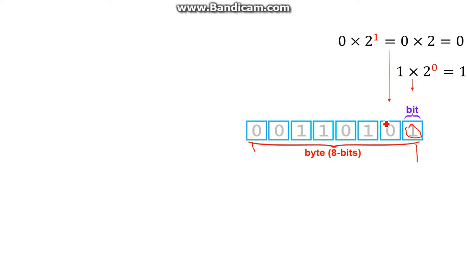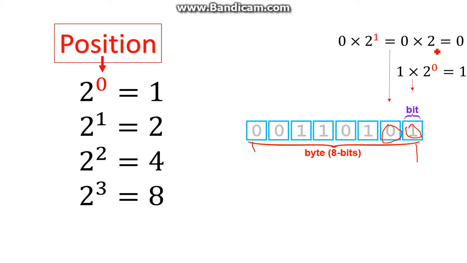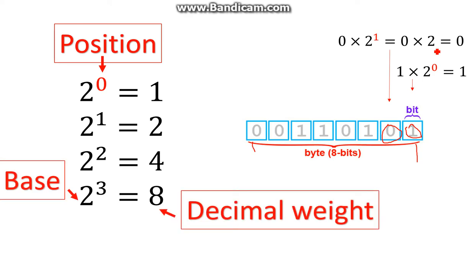Again, position number 1, you have 0, so 0 times 2 to the first will be equal to 0, and so on. Notice that if you compute the following operations, let's say 2 to the 0 power, that will be equal to 1, 2 to the first will be equal to 2, 2 to the second will be equal to 4, and so on. Notice that the exponent describes the bit position, the base is number 2, and the result is the corresponding decimal weight.